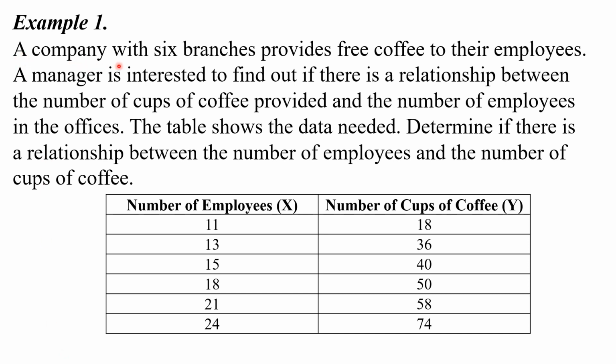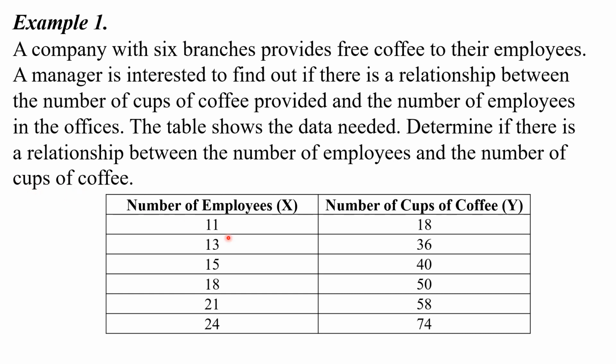Okay, so a company with 6 branches provides free coffee to their employees. The manager is interested to find out if there is a relationship between the number of cups of coffee provided and the number of employees in the offices. The table shows the data needed. Determine if there is a relationship between the number of employees and the number of cups of coffee.